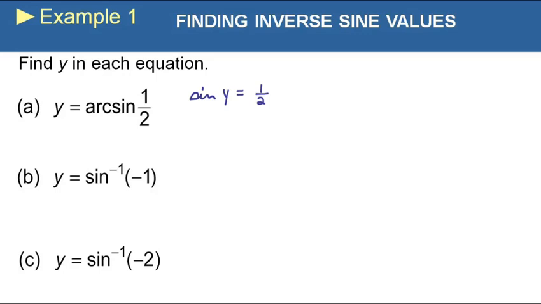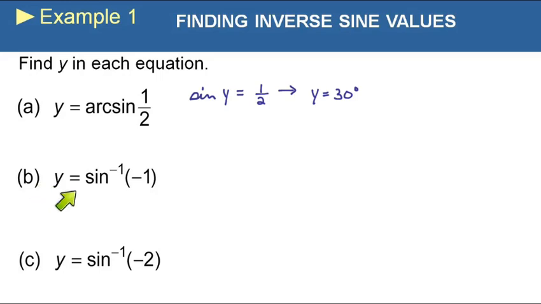So if our only two choices for quadrant are 1 and 4, then what quadrant would have a positive sine? Quadrant 1. So our angle is in quadrant 1. We know from memory that it has a reference angle of 30. So this answer, y equals 30 degrees. Or if you want radians, y equals π/6.